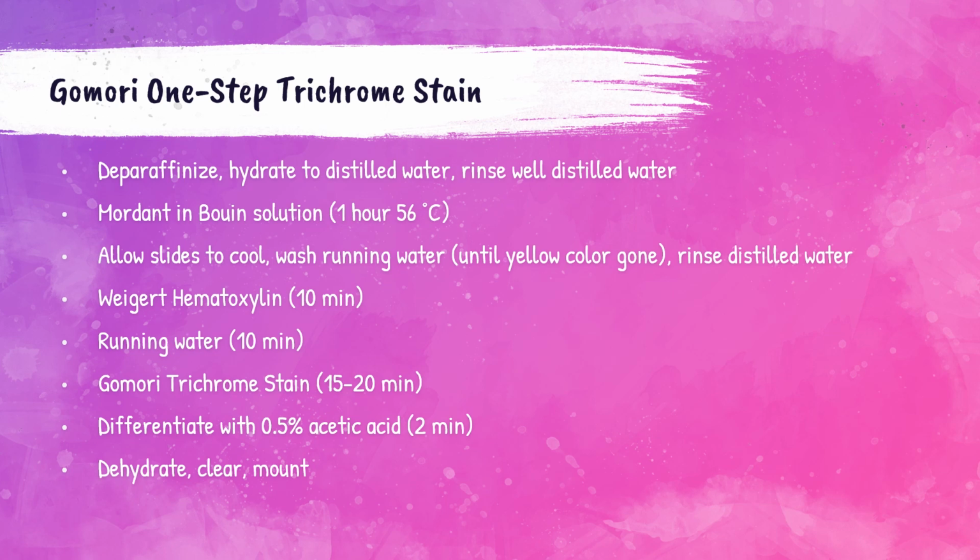a 10-minute period. After the Weigert hematoxylin step, the tissue should be washed in running water for 10 minutes. Then the tissue should be stained in a Gomori trichrome stain for 15 to 20 minutes. After that 15 to 20 minute period, it should be differentiated with 0.5% acetic acid for 2 minutes, then dehydrated, cleared, and mounted with synthetic resin.